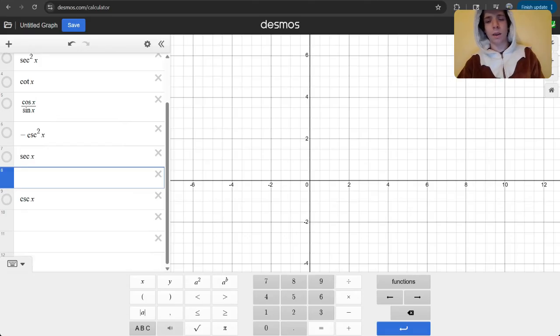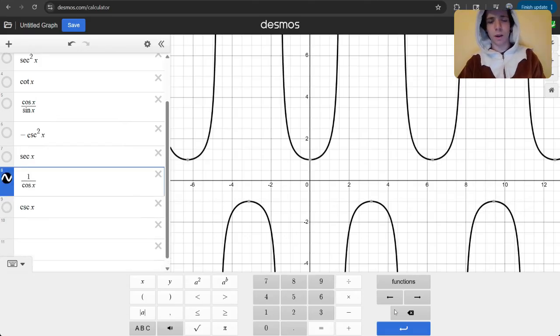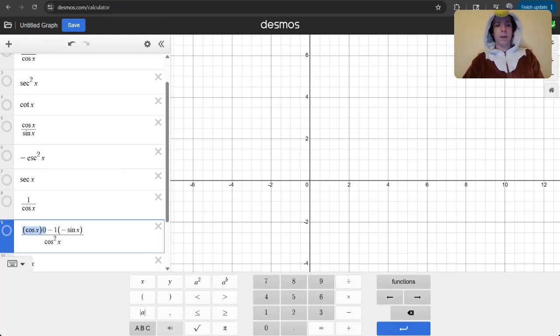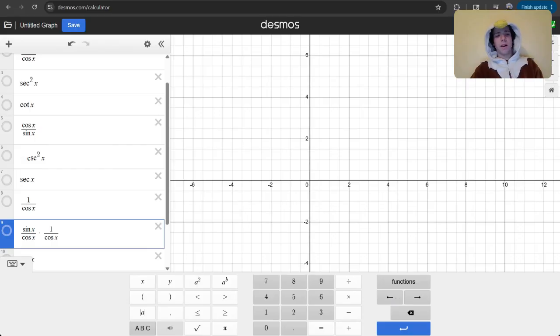Now onto secant x. We have 1 over cosine x. And for the derivative, we have cosine x times the derivative of 1, which is 0, so that can go away. Minus 1 times the derivative of cosine x, that's negative 1 times negative sine x. So sine x over cosine squared x. And we can expand that out to get sine of x over cosine x times 1 over cosine x, and that's going to be tangent of x times secant of x.